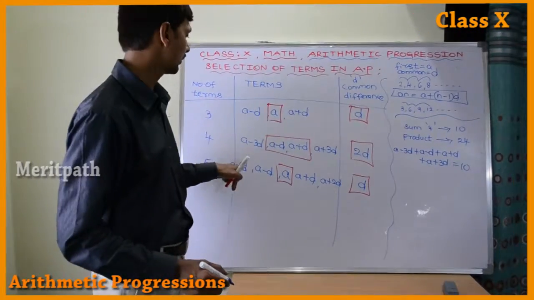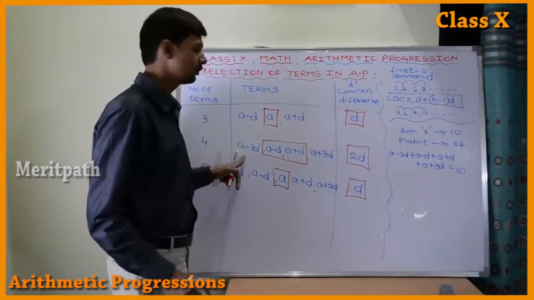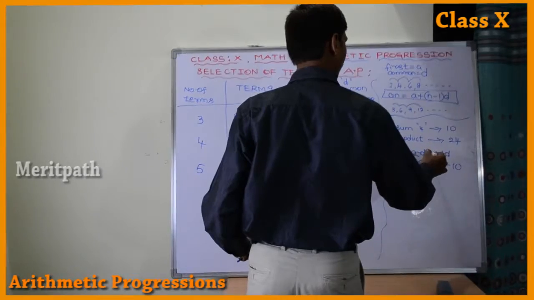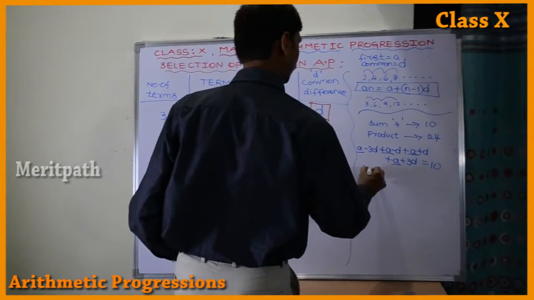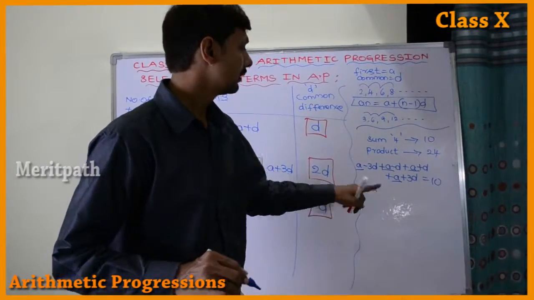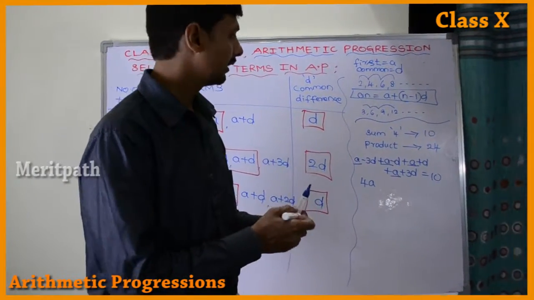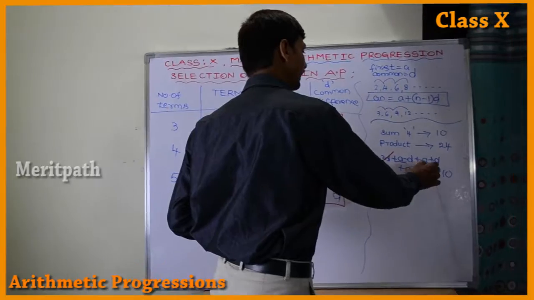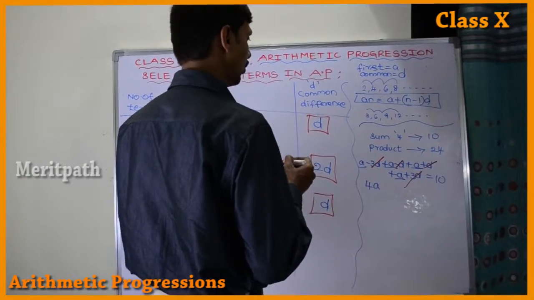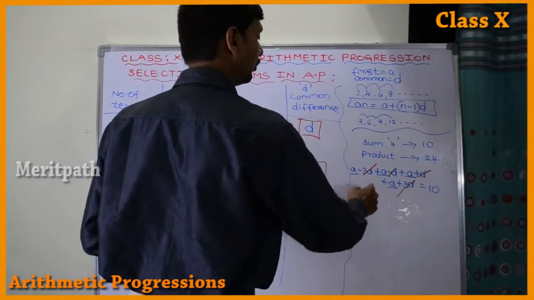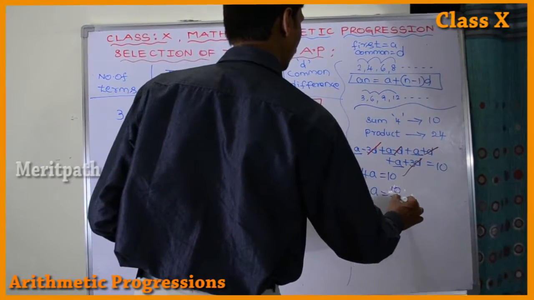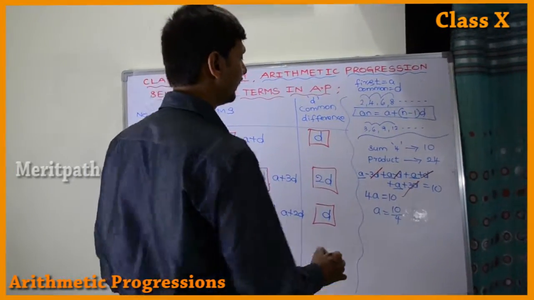Let us solve this equation, because the sum of all the terms is equal to 10. Here we can observe the number of a terms is 1, 2, 3, 4, so we get 4a. Next we can observe minus 3d and plus 3d, we can cancel, and also minus d and plus d we can cancel. So all the d terms are cancelled. After adding a, we get 4a equals 10. Then a equals 10 divided by 4, which is 5 by 2.